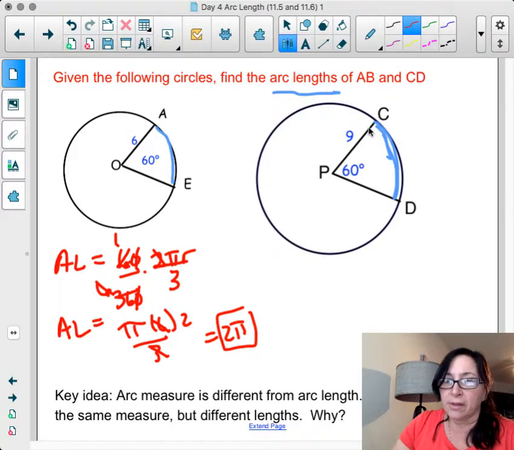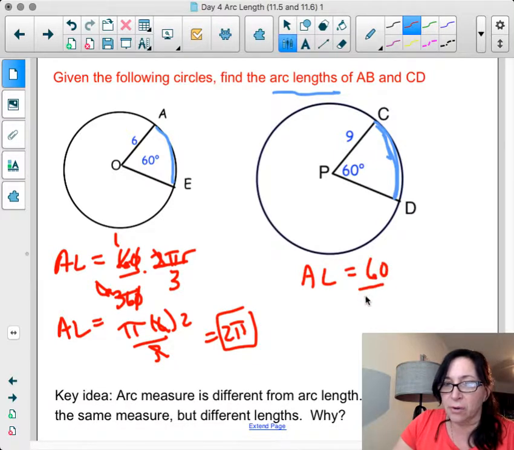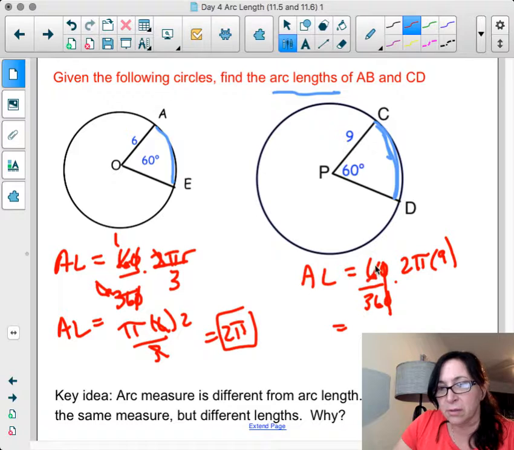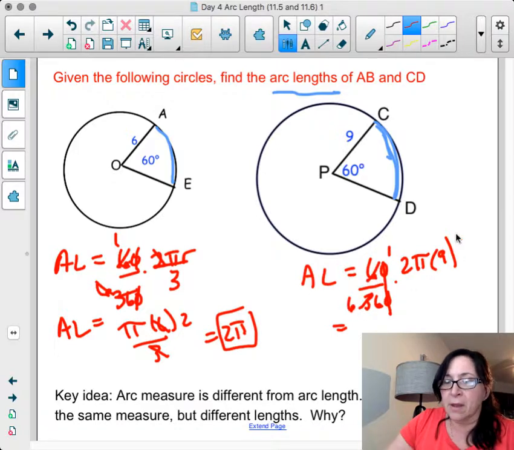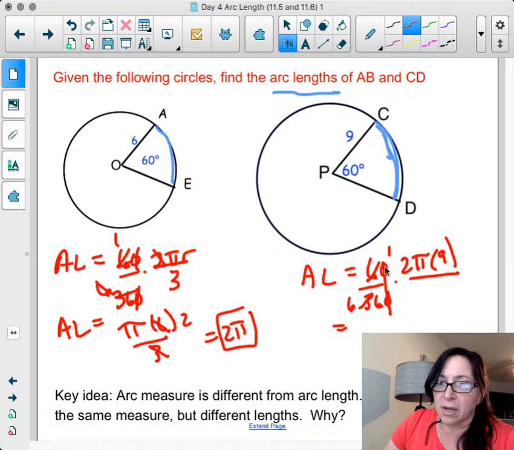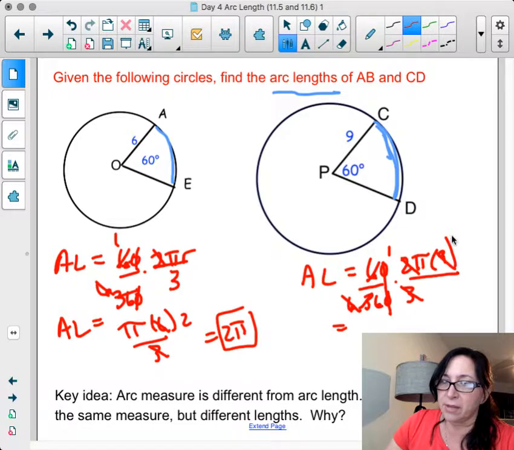For this arc length right here, we have arc length is equal to 60 over 360 times 2 pi r. I'm going to put the r in now, the radii. This becomes canceled. We have 1 over 6. I'm going to cancel 2 into 6, and I'm going to get 3. And then I'm going to divide the 3 into the 9 and get 3. So what I have is 3 times pi. And that's my answer for that.